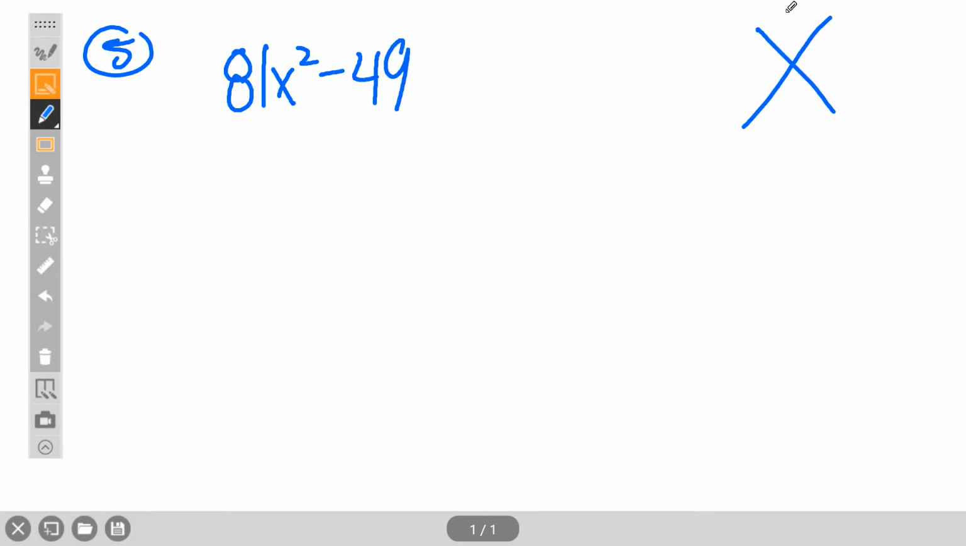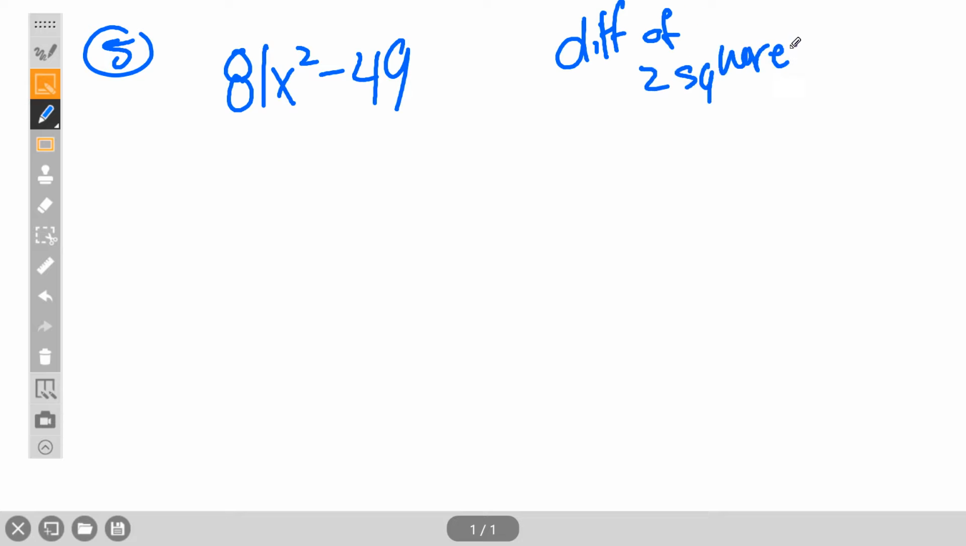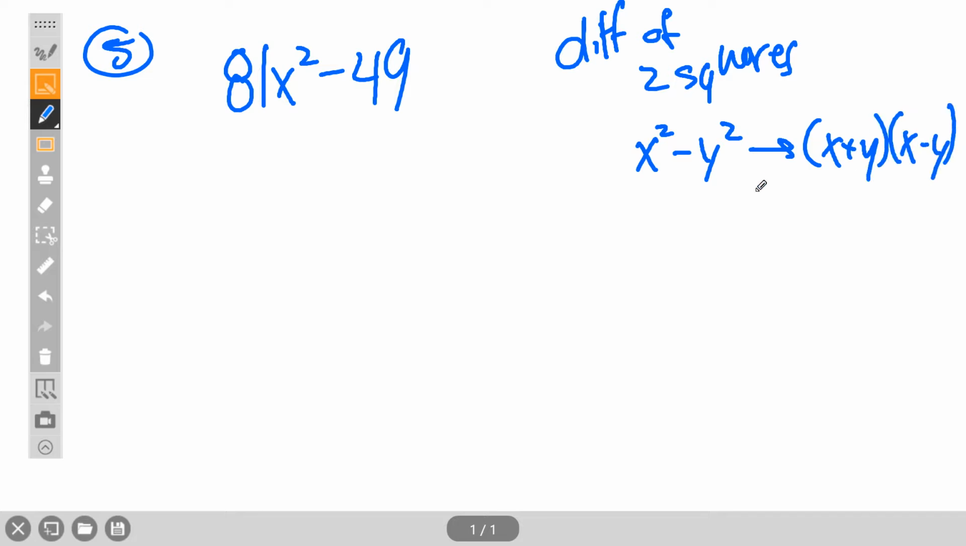Number 5, we have 81x squared minus 49. Now, if you tried to do this like this, a times c and b, it would actually be extremely difficult. It is possible, but it would be extremely difficult. Now, this is actually a difference of two squares. And we know that a difference of two squares, x squared minus y squared, factors into x plus y and x minus y. That's just the pattern that this will always follow.